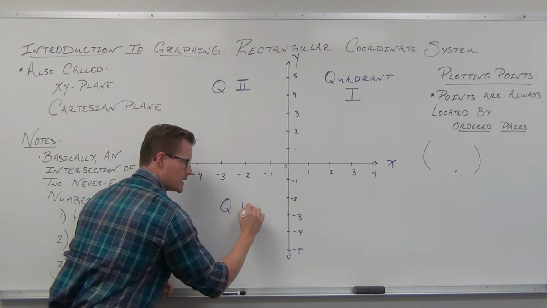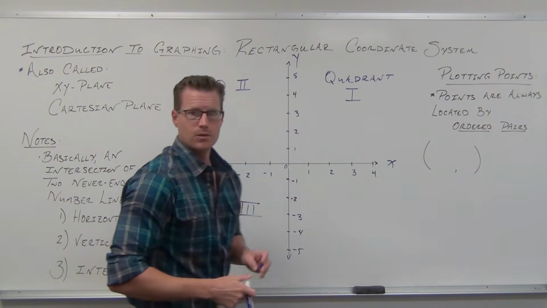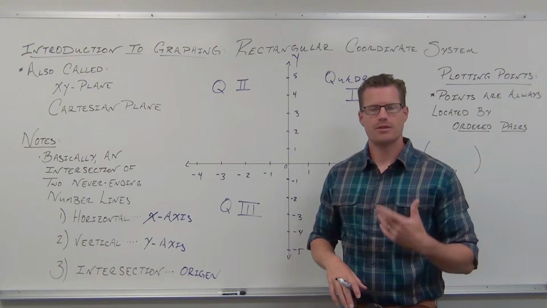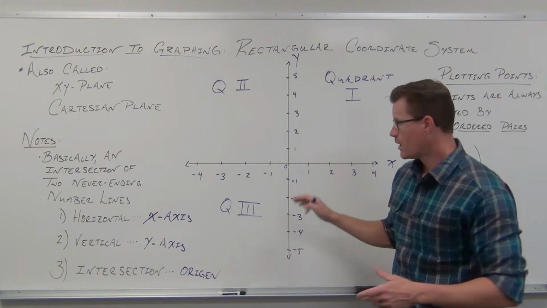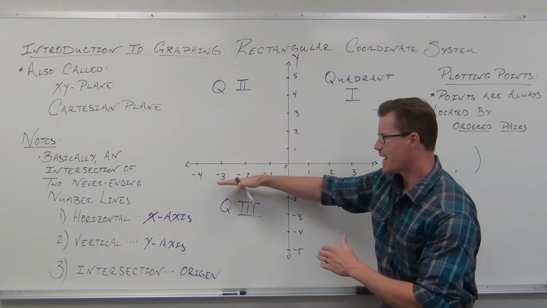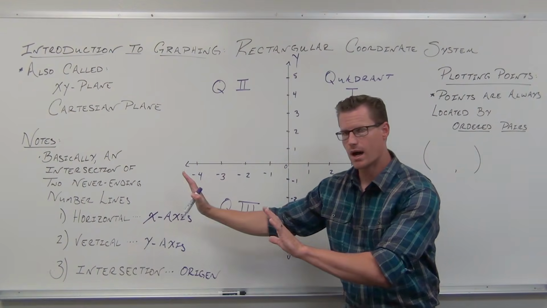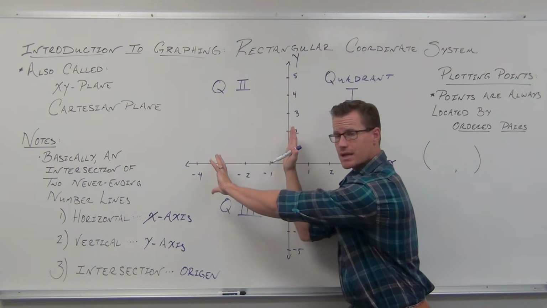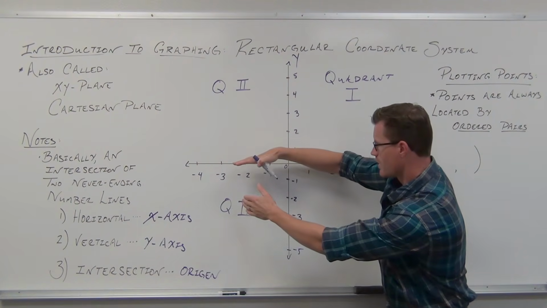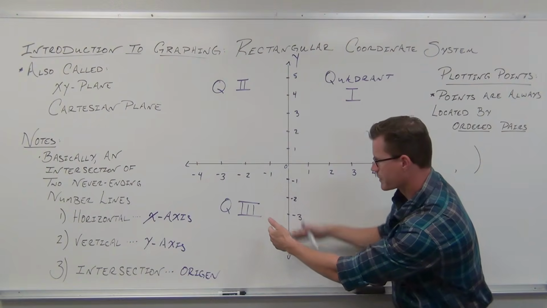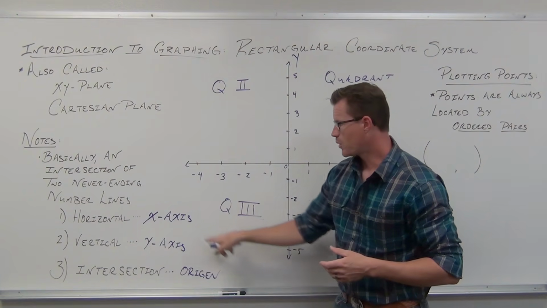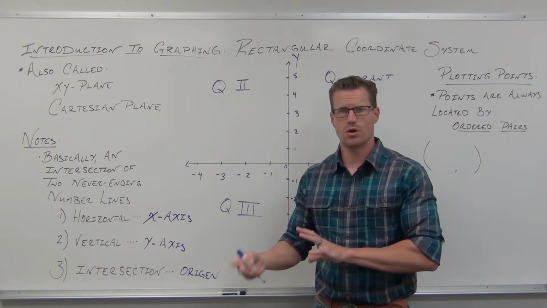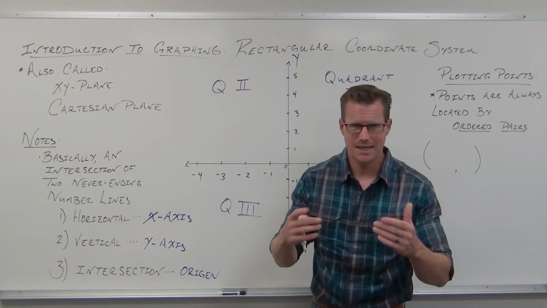What can you tell me about quadrant 3 with their x values? What can you tell me about all the points in quadrant 3 and their y values? Well, let's look at them. All these points over here are below the x and to the left of y. That means if they're to the left of y, they're going to have negative x values. If they're below the x, they're going to have negative y values. These points over here are going to have x values, which are all negative, and y values, which are all negative.